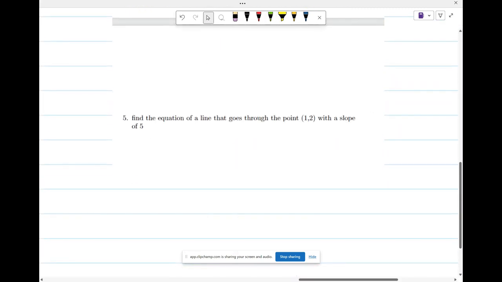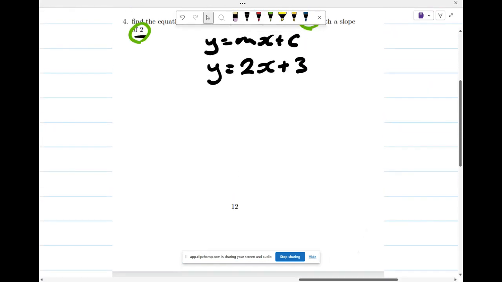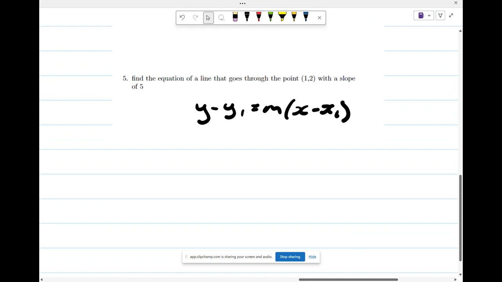Moving on then, find the equation of a line that goes through the point 1, 2 with a slope of 5. So this time, yeah, you would have to use y minus y1 equals m times x minus x1. And the reason you're going to have to use this is because you don't know the y-intercept. If you knew the y-intercept, if x was equal to 0 here instead of 1, we could do it like we did above, where we just wrote them in. But here we have a point and a slope, so we're going to use this function.